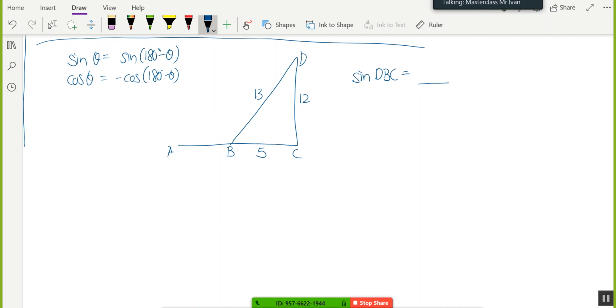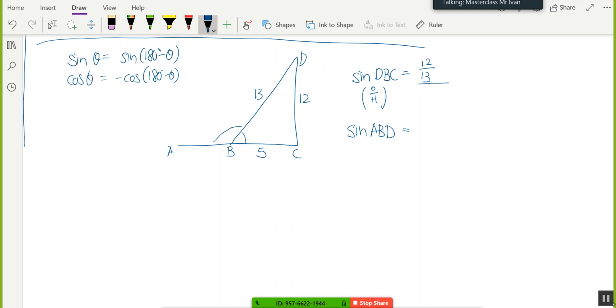Okay, so can you tell me what is the sine of DBC? DBC is here. Sine is what over what? Opposite over hypotenuse, O over H. So it is what over what? 12 over 13. Correct. Understand? Okay?